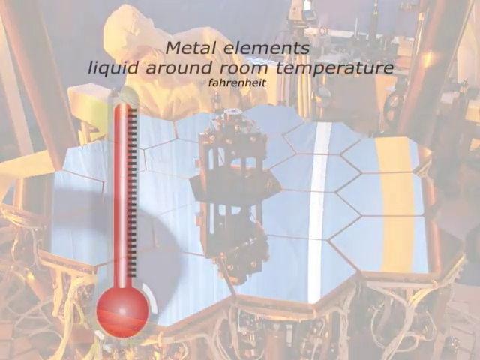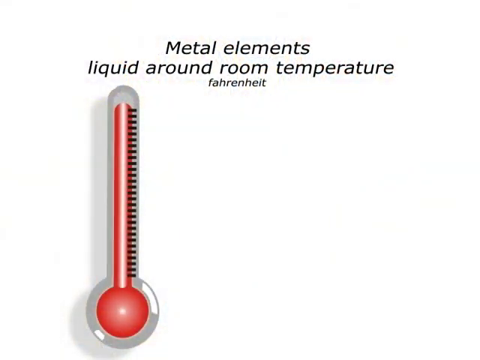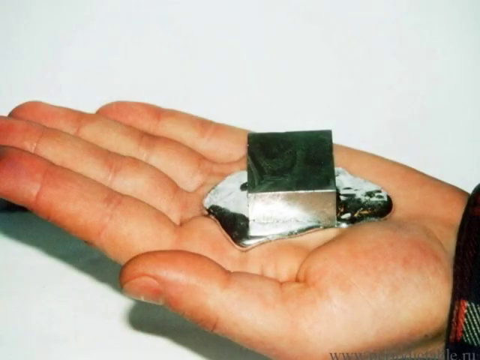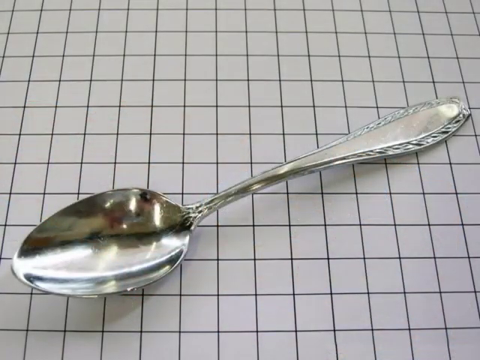Five metals are liquid at or near room temperature: cesium, rubidium, francium, mercury, and gallium. A chunk of gallium will melt in your hand. And a spoon made of gallium? Well, let's see.